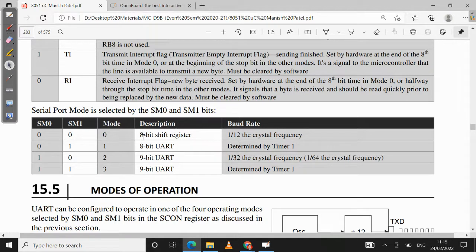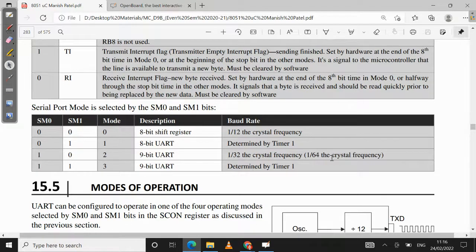I have explained to you that the first mode is synchronous communication and the remaining three are asynchronous. We have also seen what a baud rate is and what the fixed baud rates are. For mode 1 and mode 3, the baud rates are determined by Timer 1. Everything will be explained in a proper sequence. For the time being, just understand that these two have a fixed baud rate that depends upon the crystal. This is 1/12th the crystal frequency. Mode 2 will work under 1/32 the crystal frequency or 1/64th the crystal frequency. So they are fixed.